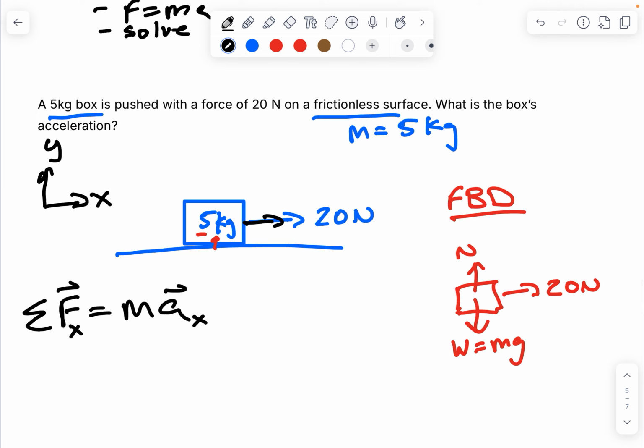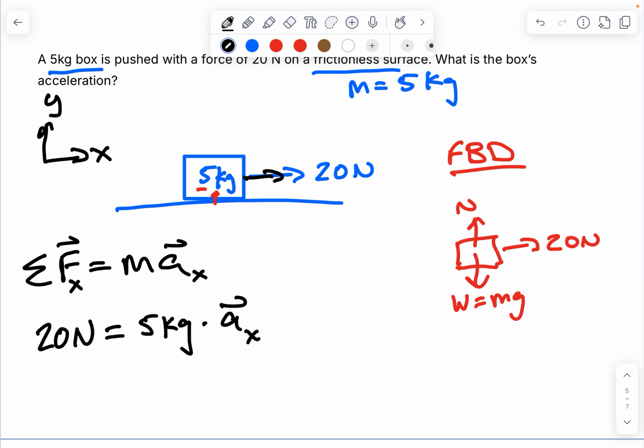So let's plug everything in. For forces, all we have is 20 newtons in the x direction. We have mass, which is 5 kilograms, times acceleration in the x direction. And now let's solve for acceleration.